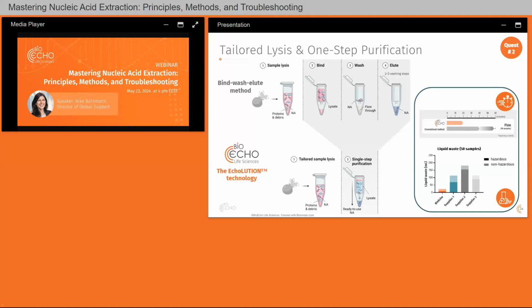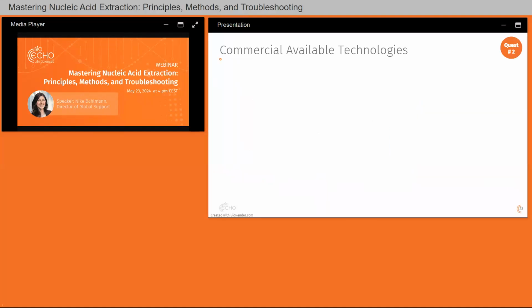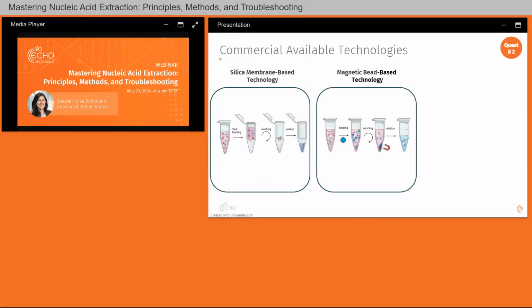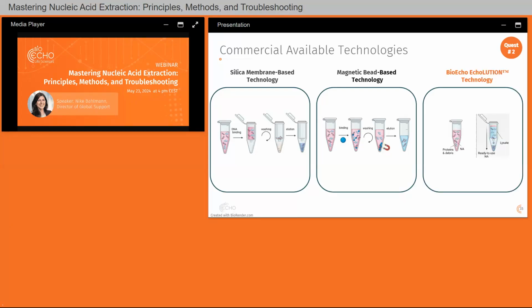So to narrow it down, I think the famous conventional methods around are the silica membrane-based technology I showed you before, then the magnetic bead-based technology, and then also the technology we have. The silica membrane, for instance, could always be combined with phase separation methods, meaning phenol-chloroform, which a lot of people are doing. But usually people end up with a column or bead-based kit.